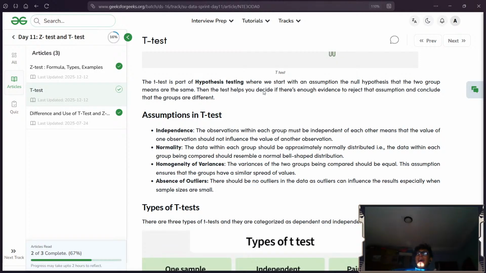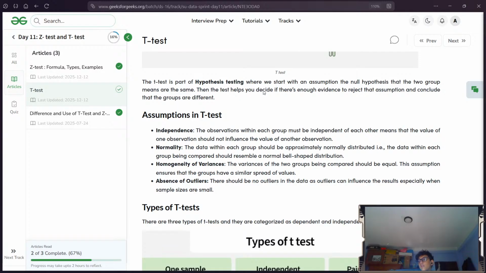Okay, significant difference. The t-test is part of hypothesis testing, where we start with an assumption, the null hypothesis, that the two groups' means are the same. Then the test helps you decide if there's enough evidence to reject that assumption and conclude that the groups are different.